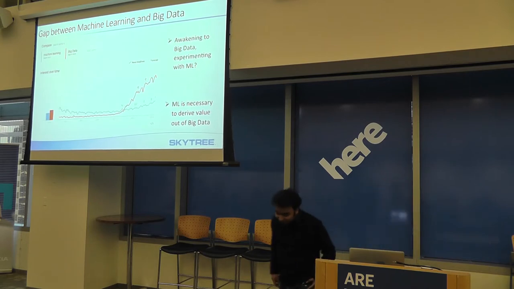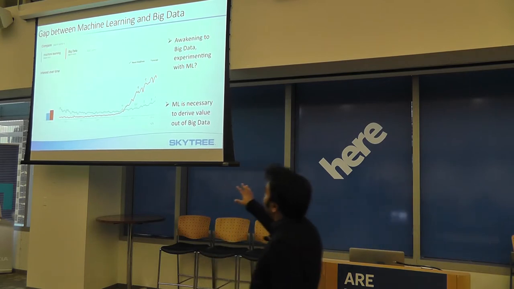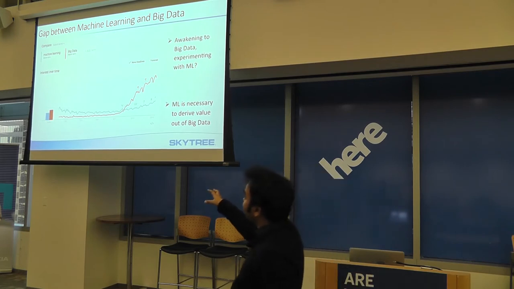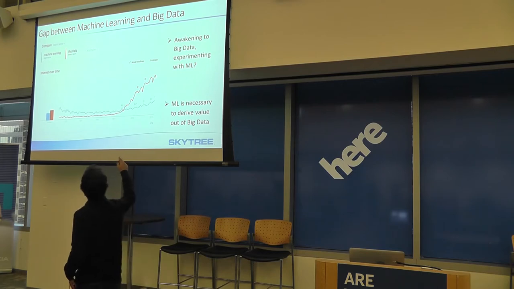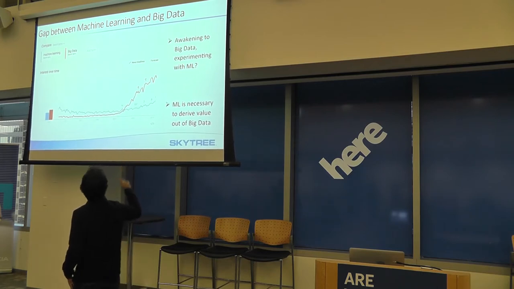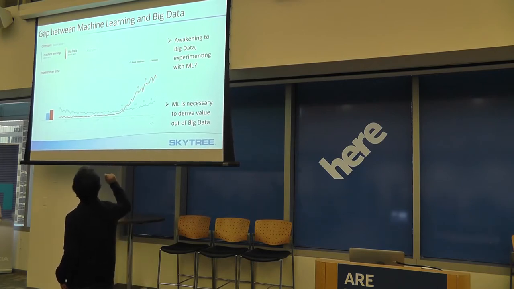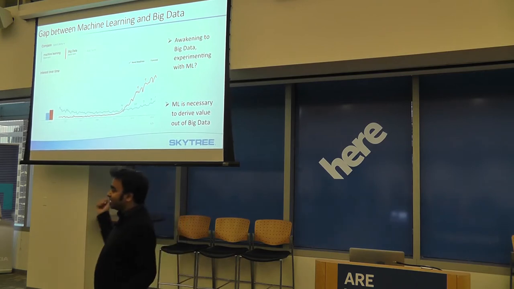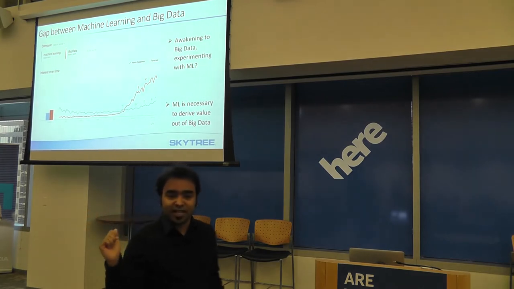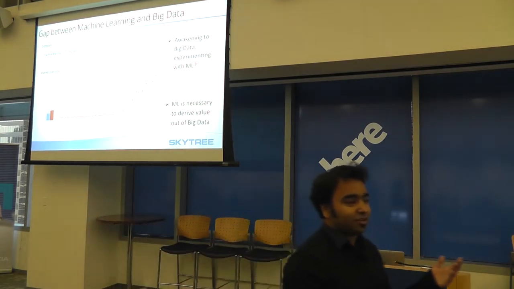Machine learning on big data. So this is something that shows the trend changing with time. On the x-axis here is time, and the y-axis in red is the interest in big data. In blue is the interest in machine learning. And you can see that the big data interest has been increasing in time. It's probably not news to you guys.